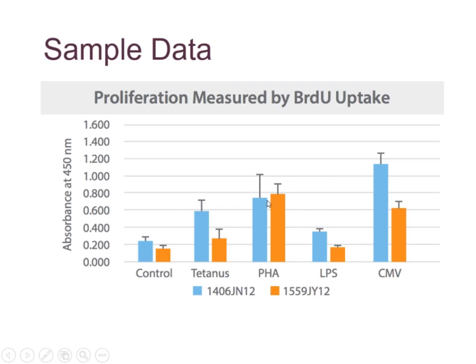Likewise with PHA, this stimulates all T cells, so you'll see an increase there. Lipopolysaccharide will actually stimulate B cell division, and we're picking up a little bit of that, though not as dramatic. And many people are exposed to cytomegalovirus, or serologically positive for CMV, and that will generate also a strong response.